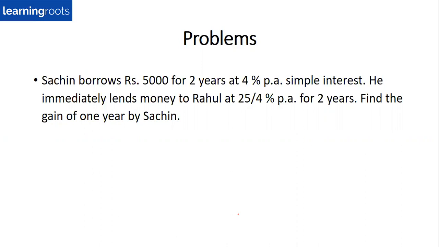So people have got 225 as the answer. Just a small tip: read the question carefully. So gain of 1 year, you just have to divide it by 2, and that will give you the answer as 112.5. So let's see how we can solve this question.